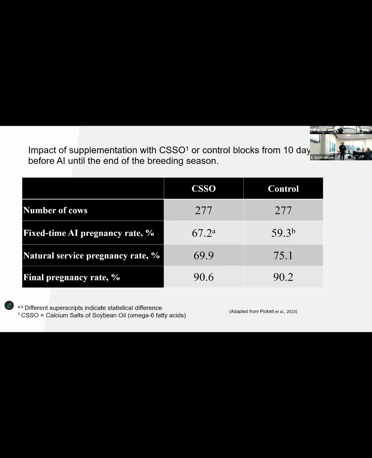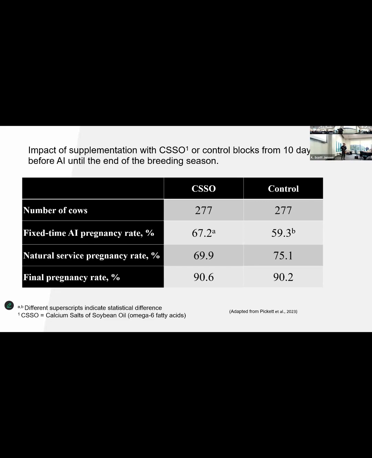The other thing people ask is, are there specific nutrients that we might be able to use to improve pregnancy rates? So this work was done with CSSO, which is a calcium salt of soybean oil. One of the reasons we have to treat that soybean oil with a calcium salt is because we want to bypass those fats, bypass the rumen and get them into the small intestine. This happens to be high in omega-6 fatty acids. And you guys have heard forever and ever about omega fatty acids in human nutrition. In this particular study, they fed these in lick tubs from 10 days before they did AI through the rest of the 60-day breeding season.